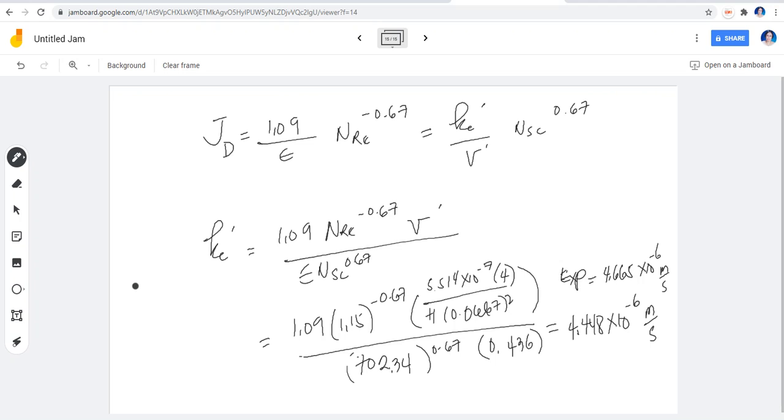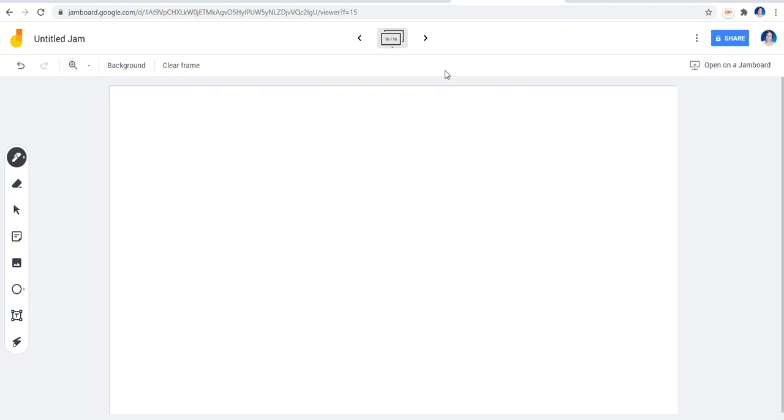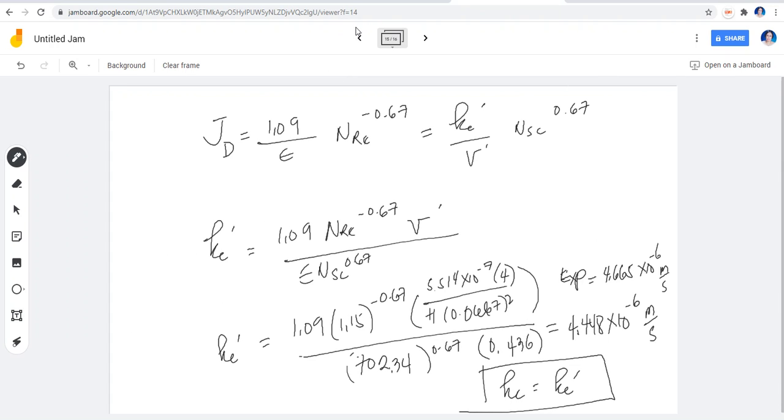So our first requirement is we determine the K sub C. This is actually K sub C prime, but K sub C is just equal to K sub C prime because we have a dilute solution. So for the last part, we are to use the experimental value that was given in the problem in determining the concentration at the exit of the tower. So we'll have the formula for this.